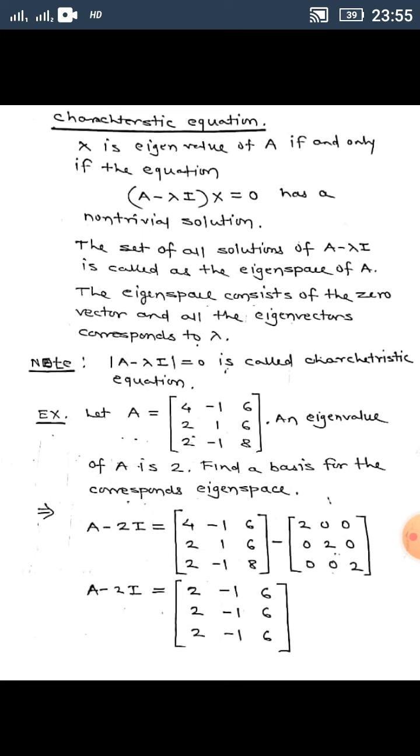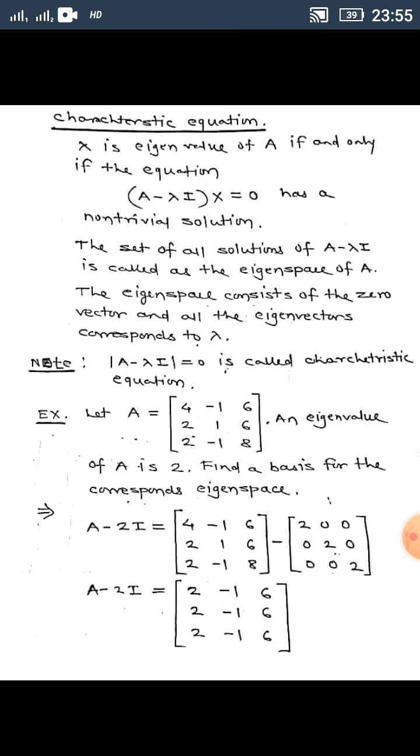The Eigen Space is the space which contains eigenvectors. Note, the determinant of A minus lambda I, where I is the identity matrix, equal to 0 is called the characteristic equation.